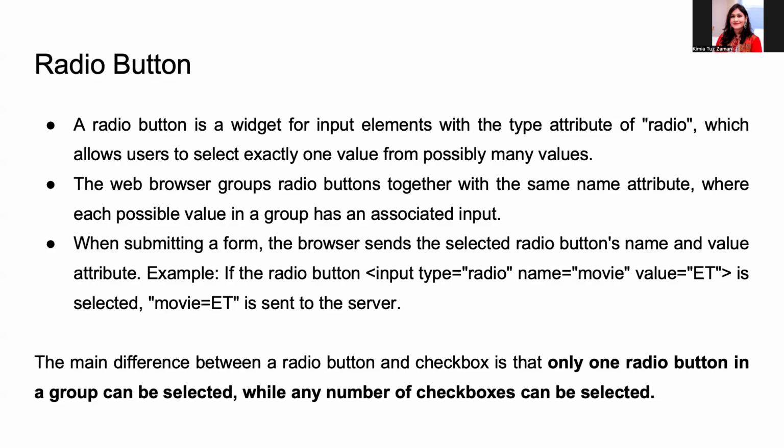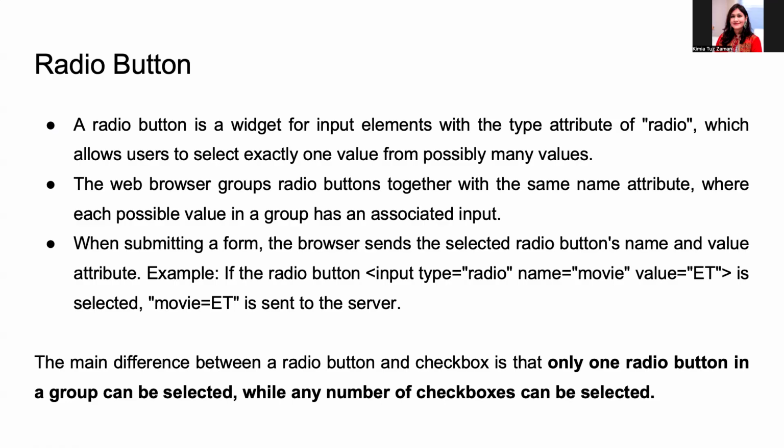The way the browser groups radio buttons is by their name attribute. If multiple buttons share the same name, they become part of the same group. This means the user can only select one option within that group. When the form is submitted, the browser sends the selected radio button's name along with its value.